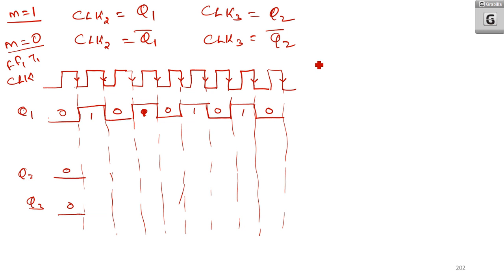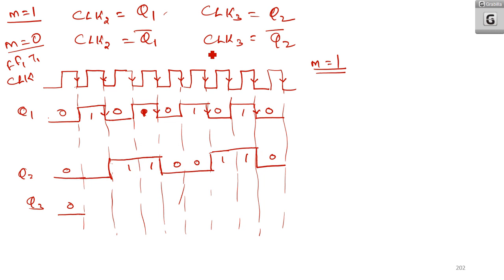Now I am considering the case when M is equal to 1. When M is equal to 1, what happens? Q1 is the clock for Q2. That means you should go with the negative edge of Q1. Here it will be 0. Here we will get 1, and 1 will remain up to this point. Here it will become 0 up to this point. And here we will get 1, which will remain up to this point, and at this point it will become 0. So that is Q2.